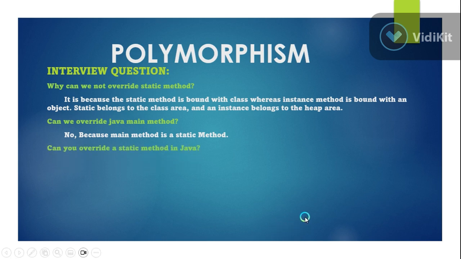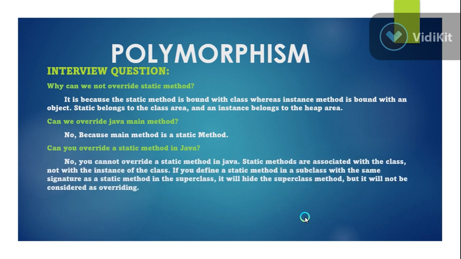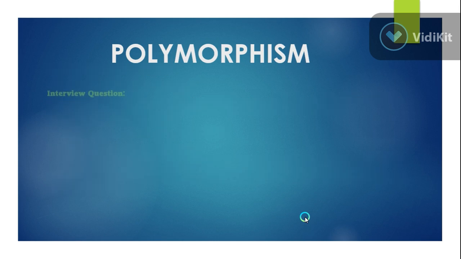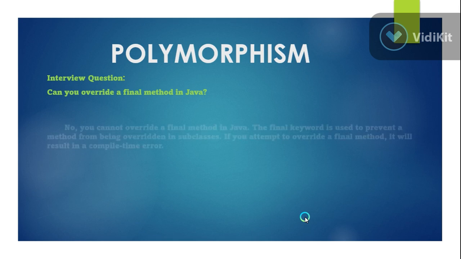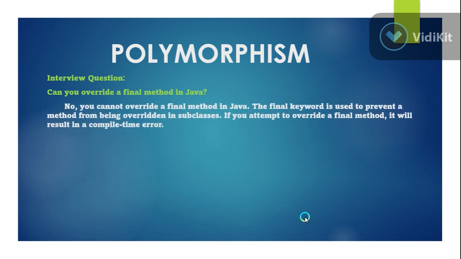Can we override a static method in Java? No, you can't override a static method in Java. Static methods are associated with the class, not with the instance of the class. If you define a static method in a subclass with the same name and signature as a static method in the superclass, it will hide the superclass method, but it will not be considered overriding. Can you override a final method in Java? No. Static and final methods can't be overridden. No, you can't override the final method in Java.